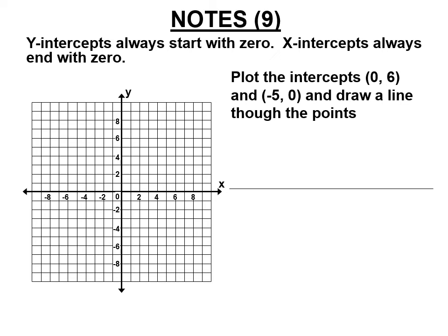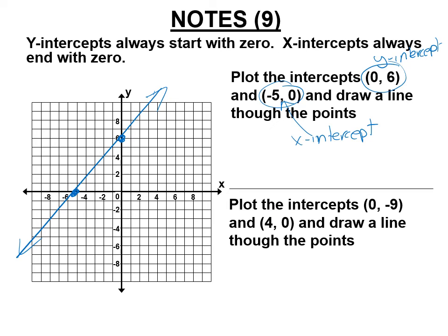So plot the intercepts (0, 6) and (-5, 0), and draw a line through the points. I didn't draw that all that great, but you should be able to look and see this must be a y-intercept. The x-coordinate is 0 in a y-intercept. This one must be the x-intercept because the y-coordinate is 0.